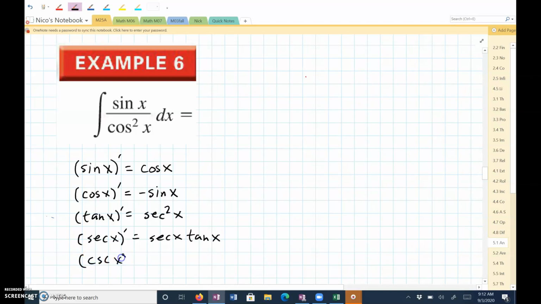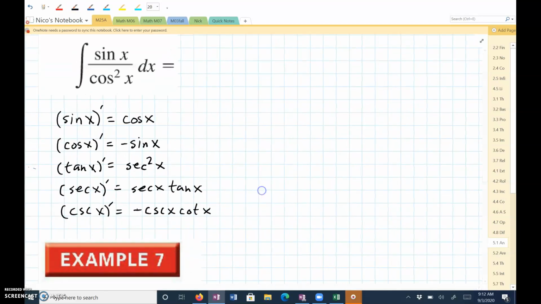The derivative of cosecant of x is negative cosecant x cotangent of x. And then finally, the derivative of cotangent of x is equal to negative cosecant squared of x.